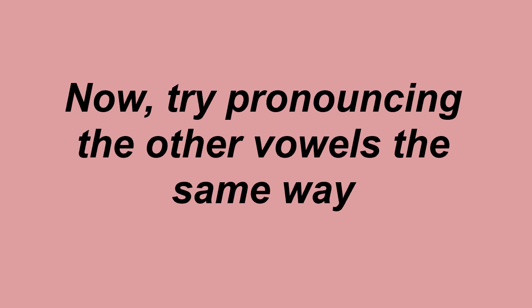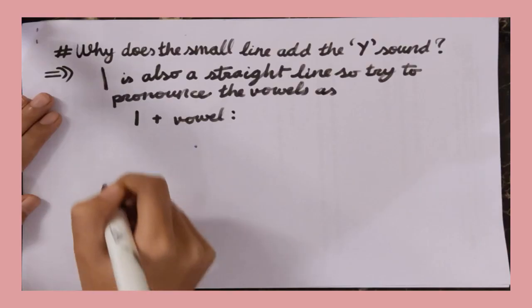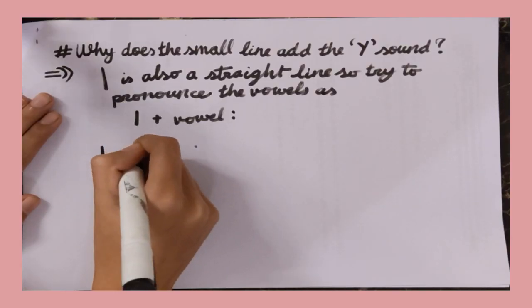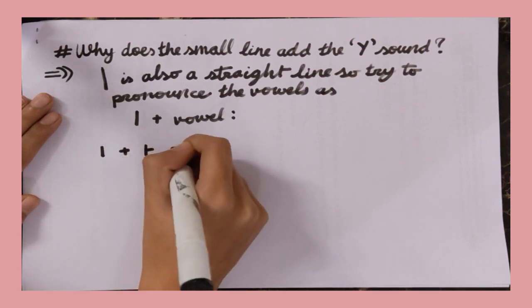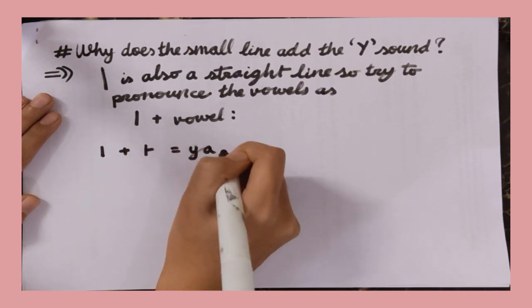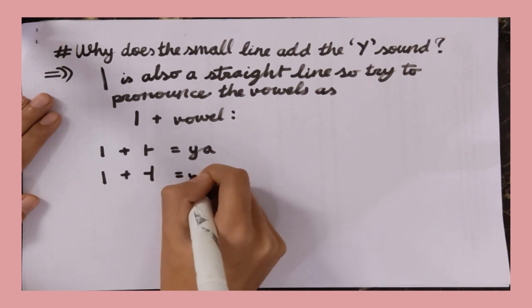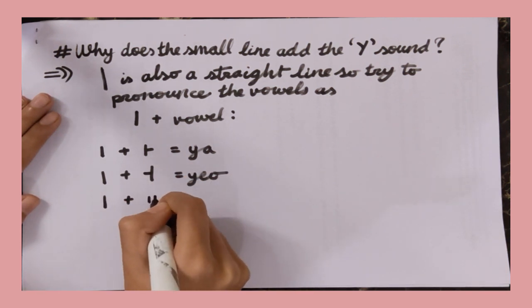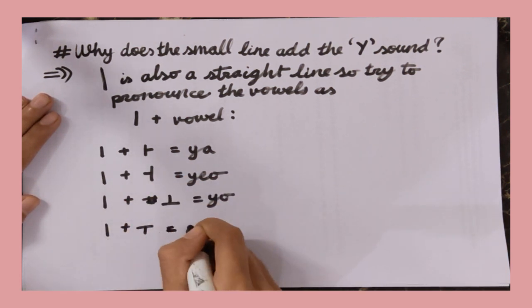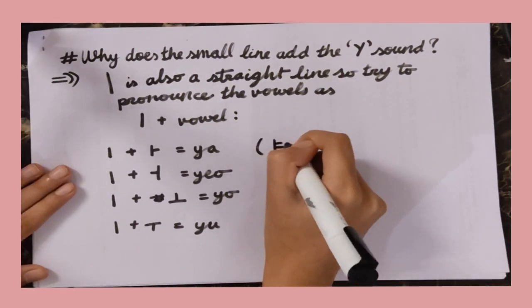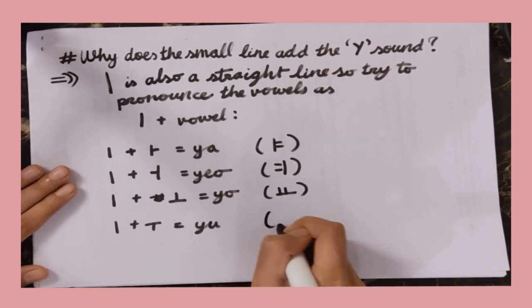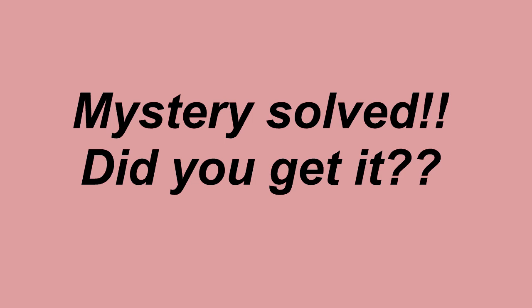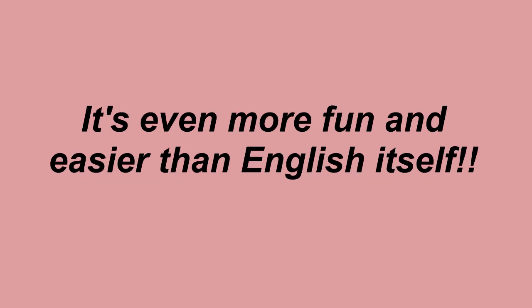Now, try pronouncing the other vowels the same way. E plus the vowel. We get E plus A, ya. E plus O, yo. E plus U, you. Mystery solved. Did you get it? It is even much more fun and easier than the English alphabet, don't you think?